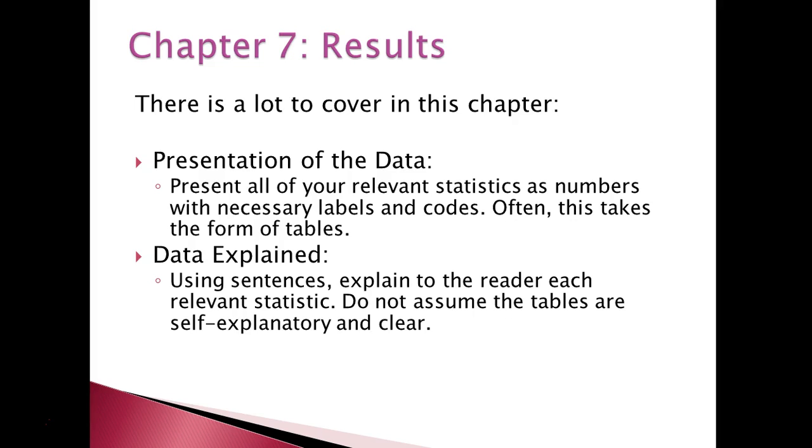You might have rows that are potentially based on each question, or columns based on a question, and then the responses are below. For the data explained, using sentences here, explain to the reader each relevant statistic. You're not going to state everything in the table, but you are going to state some important things as observations. You're not going to say what it has to do with your predictions or research questions. All you're doing is stating the highlights of what is presented in the table. The table is going to be too much information for the average reader, so make sure you explain that in sentences before you go on.